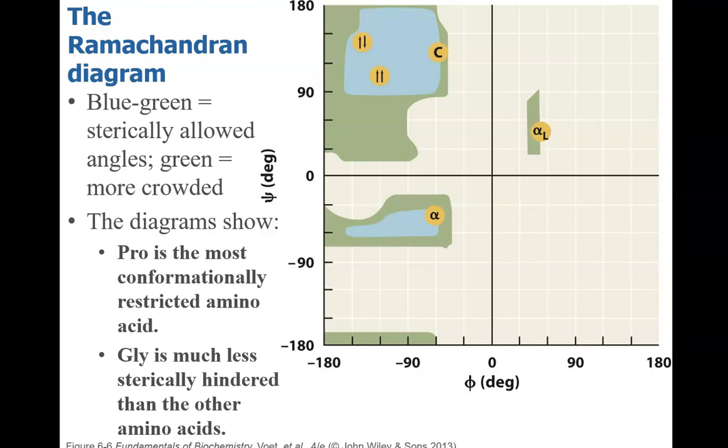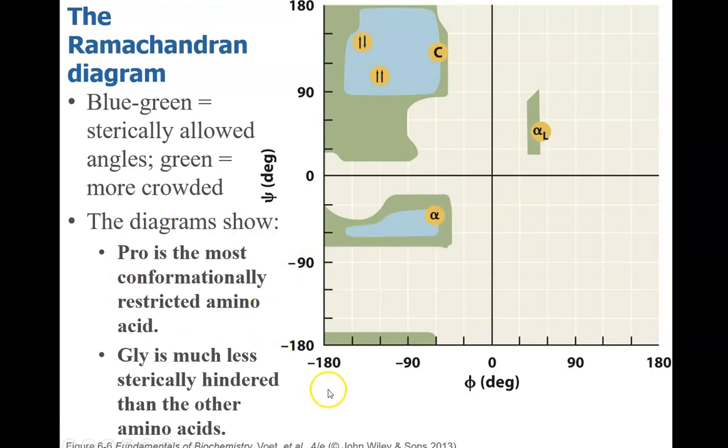So if we have a Ramachandran diagram right here, we can show the rotation of the bond that we defined as the psi over here on the y-axis and phi on the x-axis. And this diagram shows us sterically allowed and sterically hindered conformations. So these blue shaded areas right here are sterically allowed. The green are sterically allowed, but it's a little bit more crowded. Here we see sterically allowed conformations that we call beta sheets. I'll show you that in a minute. And these are alpha helices over here.